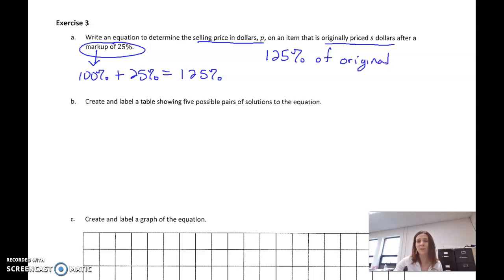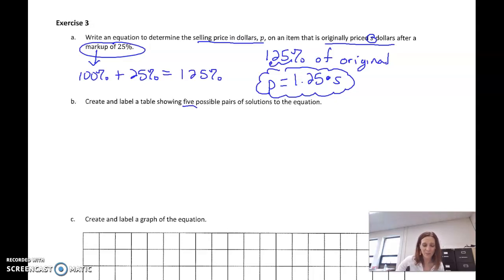That's our whole, right? So I make this into a decimal. So it's 1.25 times our original price, which we call S. And that's going to be our selling price. There's my equation. Our selling price is 1.25 times our original price. Now we need to create a table showing 5 possible values. Well, the truth is, guys, we don't know what those values are, so we get to pick them.